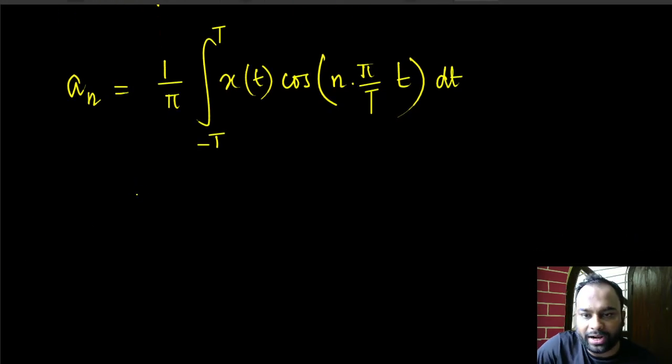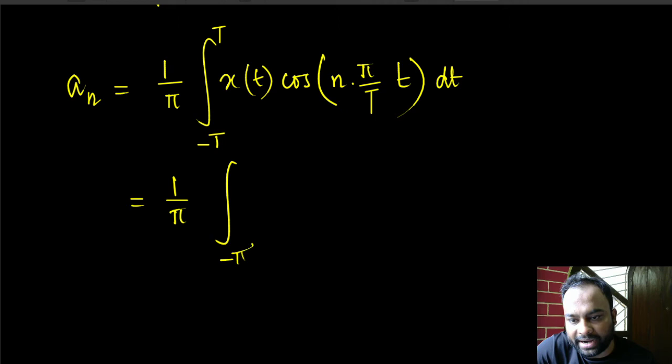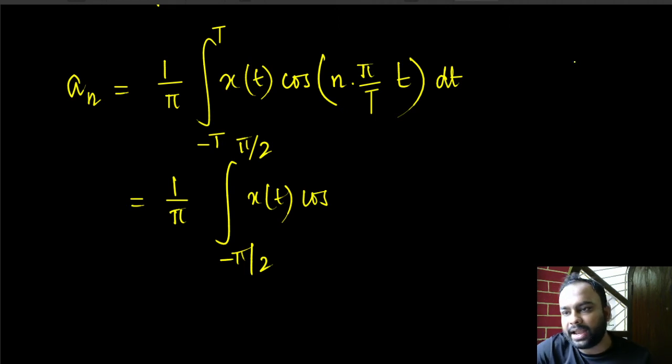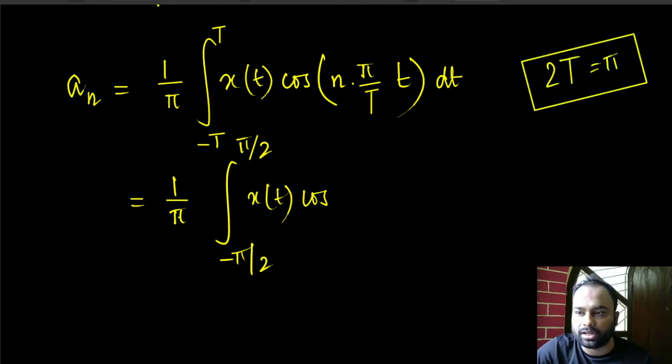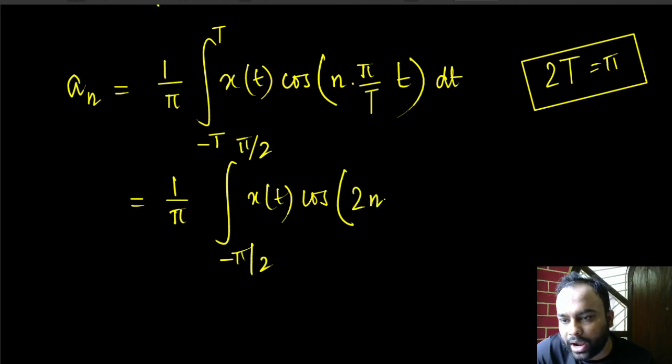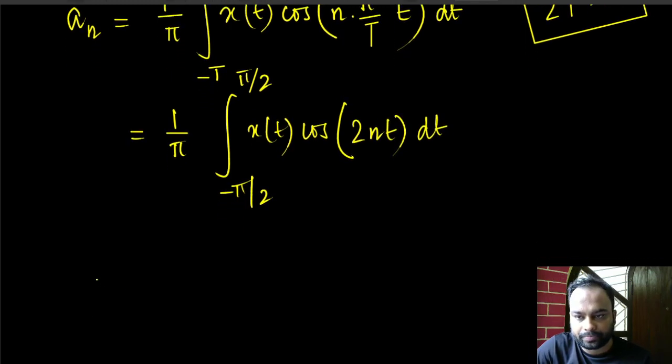So for this particular example, I know that T is pi by 2. So the integration is going to be from minus pi by 2 to plus pi by 2, and x(t), and cos, again I know 2T is equal to pi for this particular signal. Since 2T is equal to pi, of course T is going to be pi by 2, so I would have 2nt dt for this particular example.